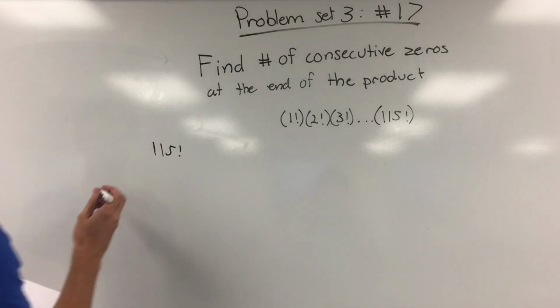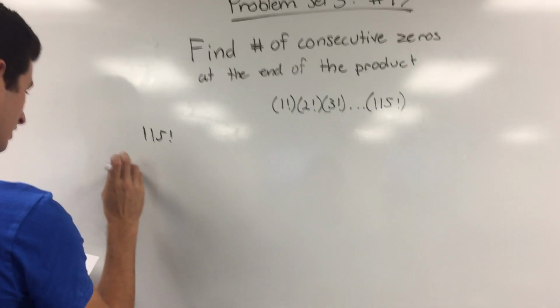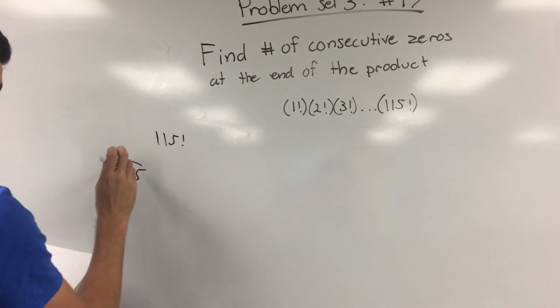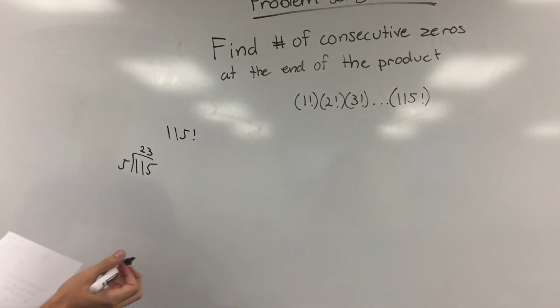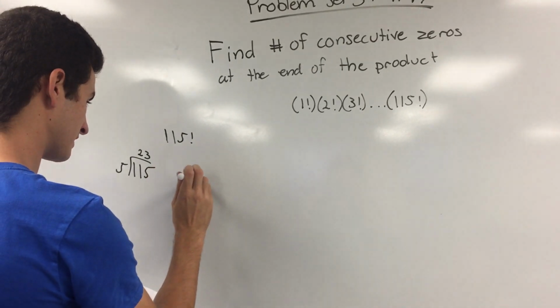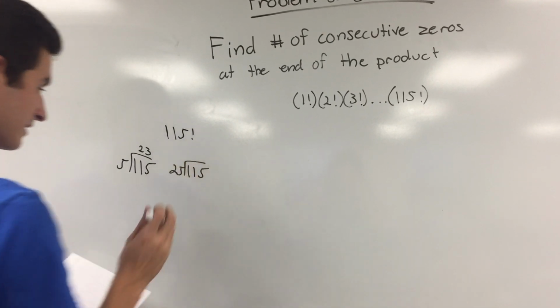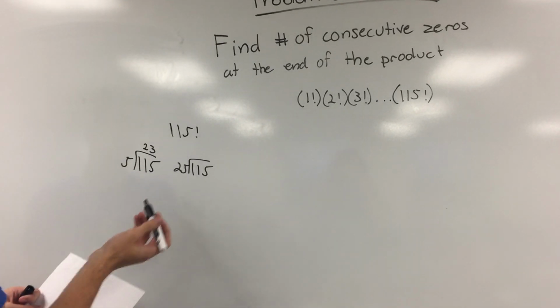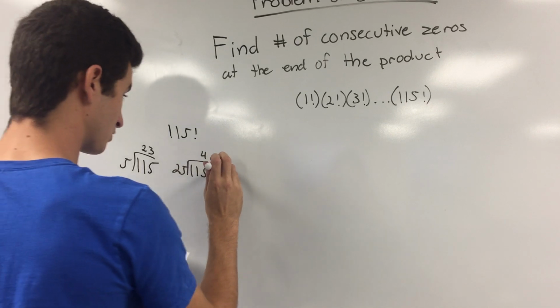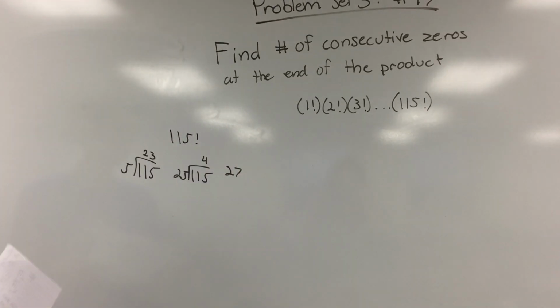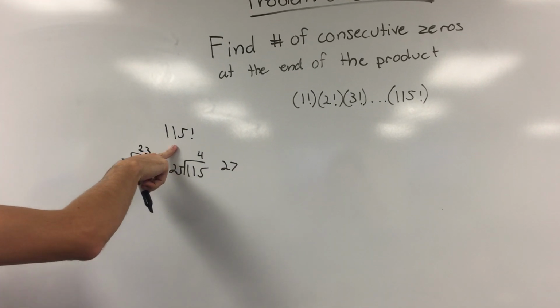So first we're going to have to do 115 divided by 5, and that's 23. And then we're also going to have to do 115 divided by 25, because that gives us an extra 5 in the prime factorization, and that's going to be 4. So there's going to be 27 zeros at the end of 115 factorial.